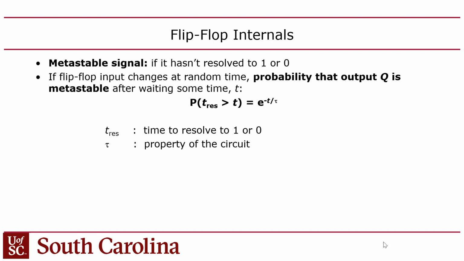So the way that you model that is probabilistically. You say the probability of the resolution time, that's how long it takes to get out of metastability, the probability that that is greater than the input t is an exponential distribution. It's e to the negative t divided by tau. Tau is a technology-dependent parameter. It's built into the technology library.